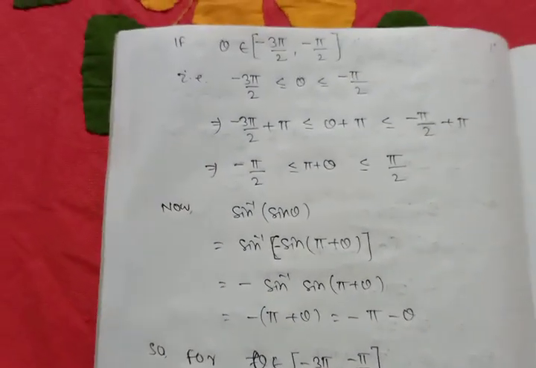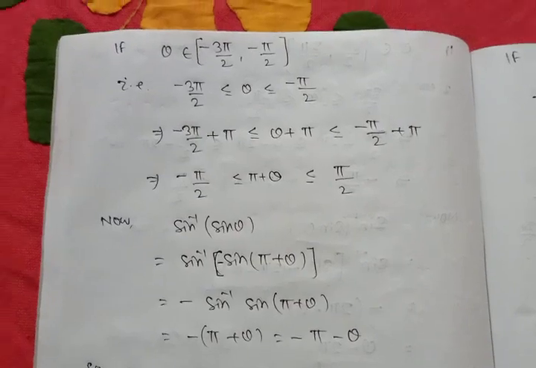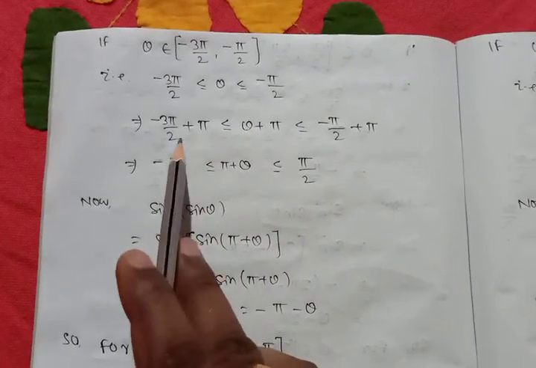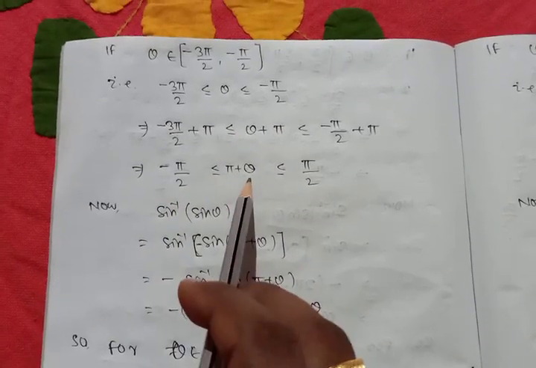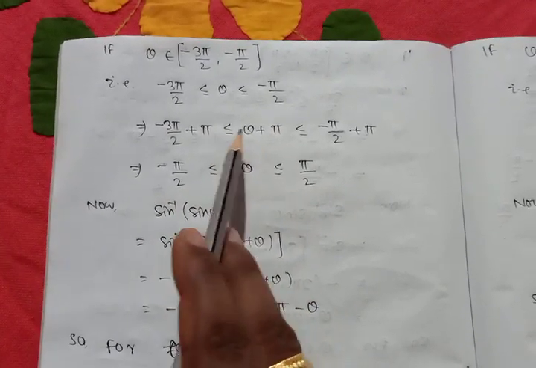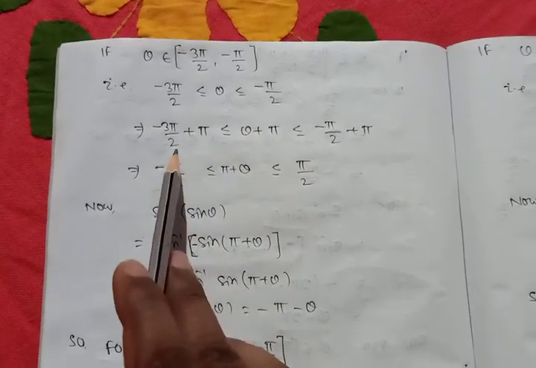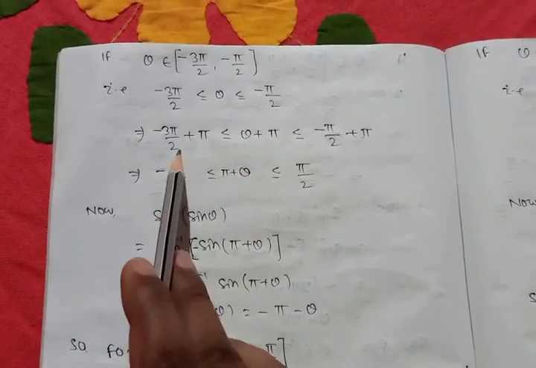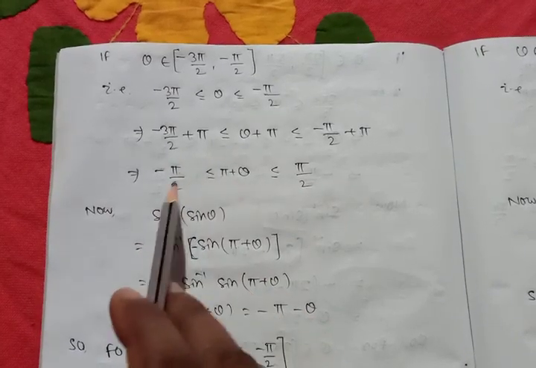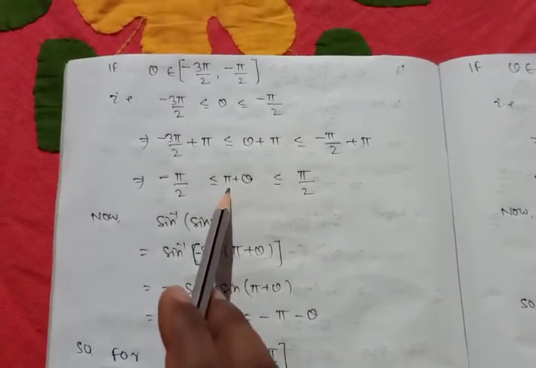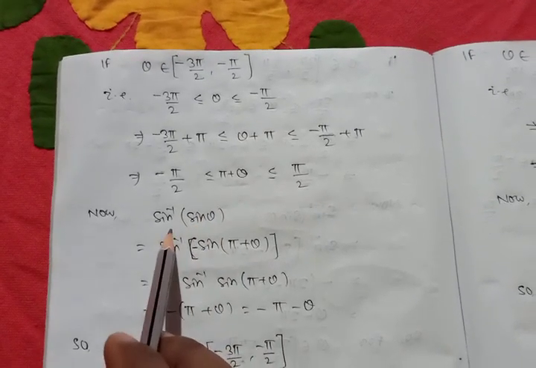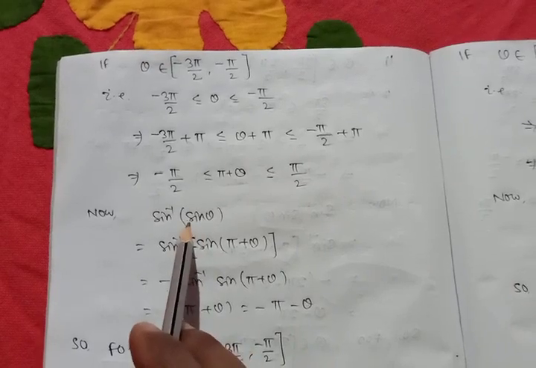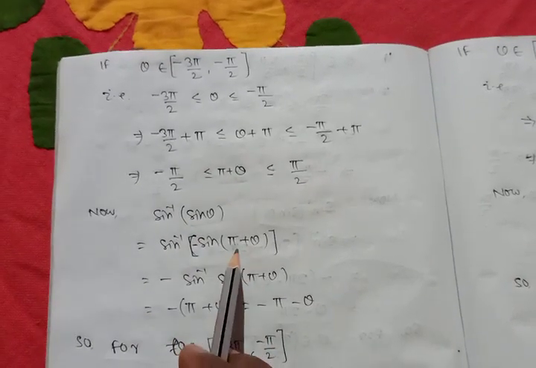In the negative x-axis, if theta belongs to minus 3 pi by 2 to minus pi by 2, same concept I am applying here: what should we add so that the result is in between minus pi by 2 and pi by 2? I have to add pi to each term. If you add pi to each term, we get that the result is in between minus pi by 2 and pi by 2. So now put this value in place of sin theta. We need to find the value of sine inverse of sin theta. So in place of sin theta, you put the sine of this angle.